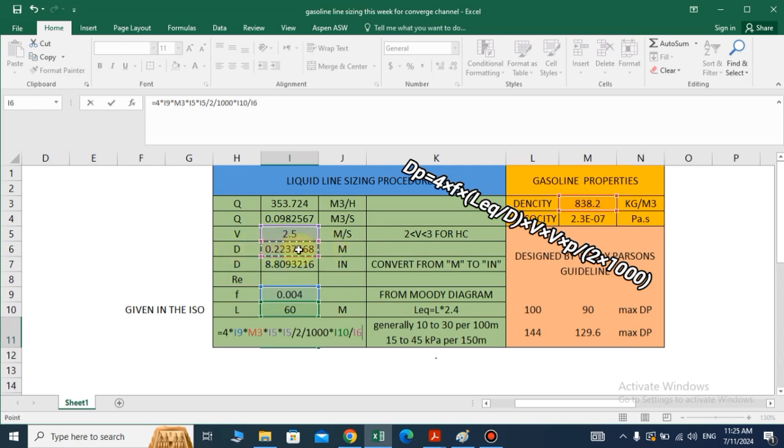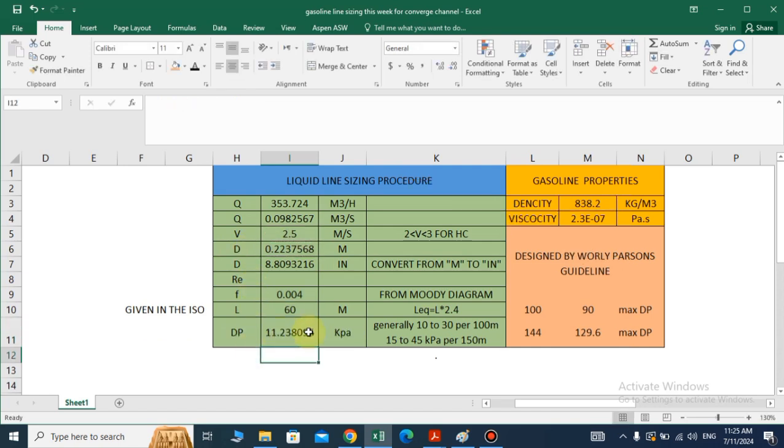Make sure that you choose the right cell between meter and inch unit, because we calculate the differential pressure in kPa. We need to select the meter unit as our internal diameter of the pipe. So hit enter. We have 11 kPa or kilopascal as our differential pressure.